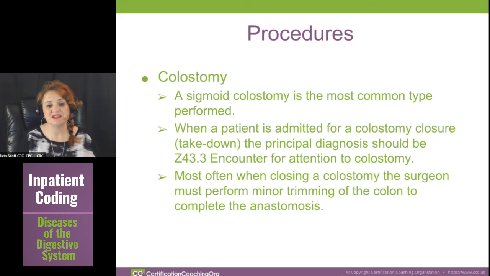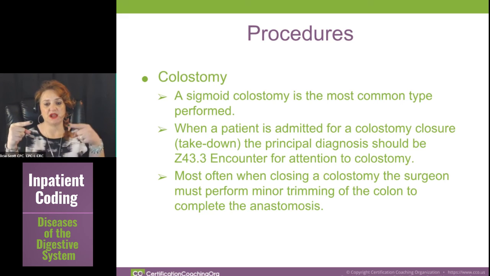Then you're going to use Z43.3 because it's encounter for attention to colostomy, and we're going to reverse it. We're going to take it down. Often, if you're closing a colostomy, they might do some trimming of the colon so that they can complete the anastomosis. And that anastomosis just means they're bringing the two tubes back together.